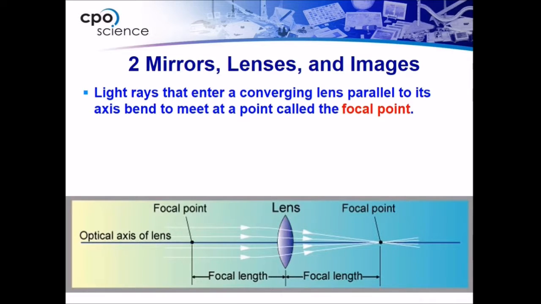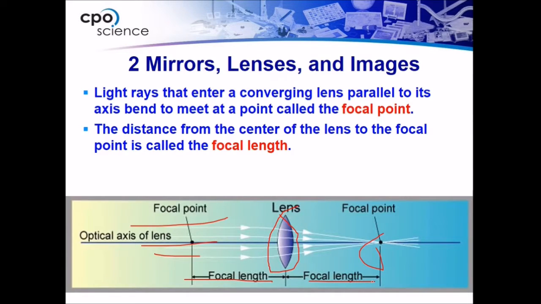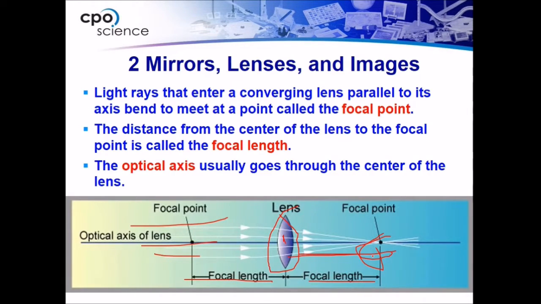The light rays that enter a converging lens parallel to its axis bend to meet at a particular point called the focal point. This light coming from, say, infinity is converged through a lens to a focal point. So this is the focal length, the distance from the center of the lens to the focal point. This distance is called the focal length. And the optical axis usually goes through the center of the lens.